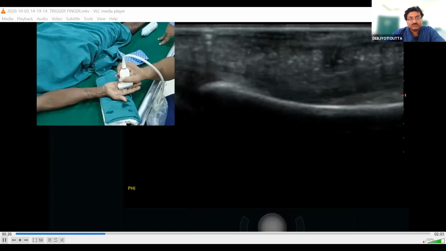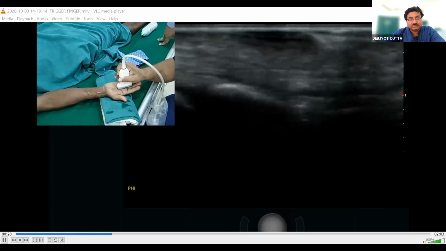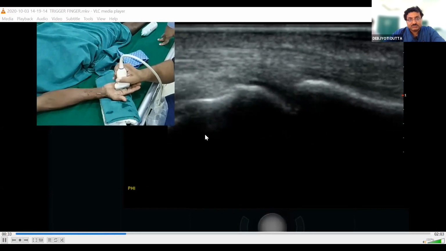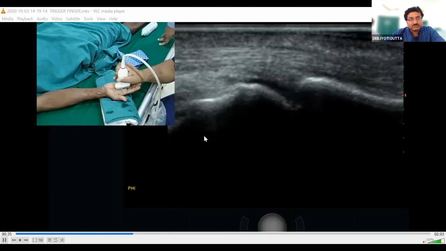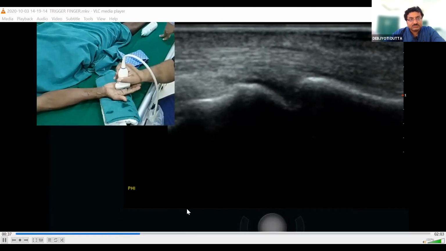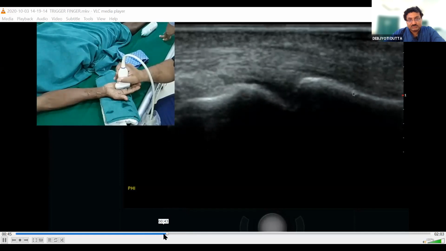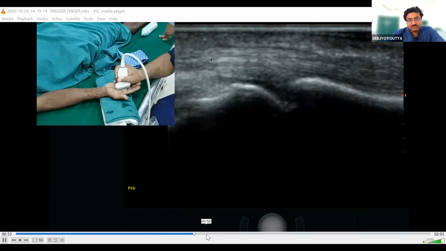Okay, so we are putting the probe in the long axis view. Here we can see the joint, that is the metacarpophalangeal joint. On the left side of the screen we can see the metacarpal zone, and on the right side we can see the phalanx, and slightly proximal in this area we can find the metacarpophalangeal joint. But before that I want to show the deep tendons.